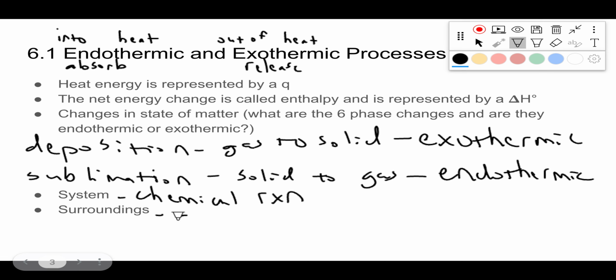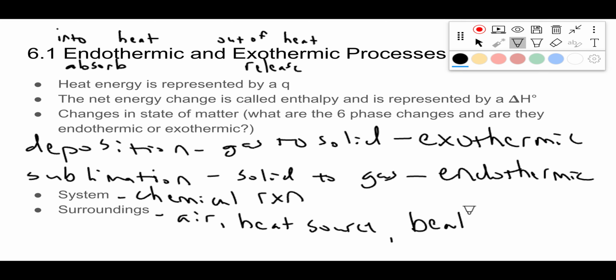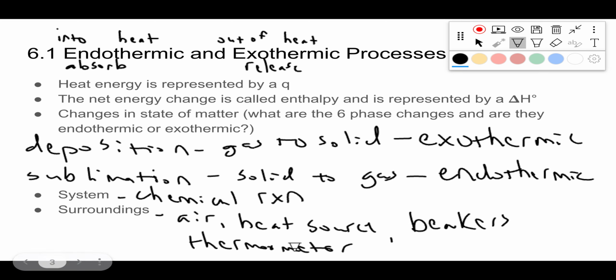So the surroundings would be the air. It could be the heat source, such as a stove or Bunsen burner. Beakers are considered to be some sort of piece of equipment, so they're surroundings. Thermometers are considered surroundings. All those things are surroundings. So the system is where it's actually happening, like where the chemical reaction or phase change is happening. Everything else is going to be considered the surroundings.